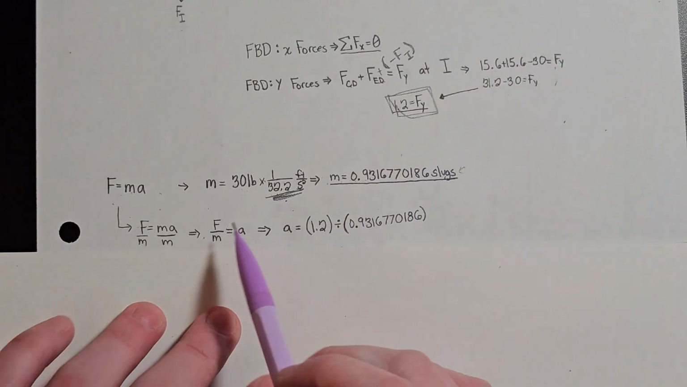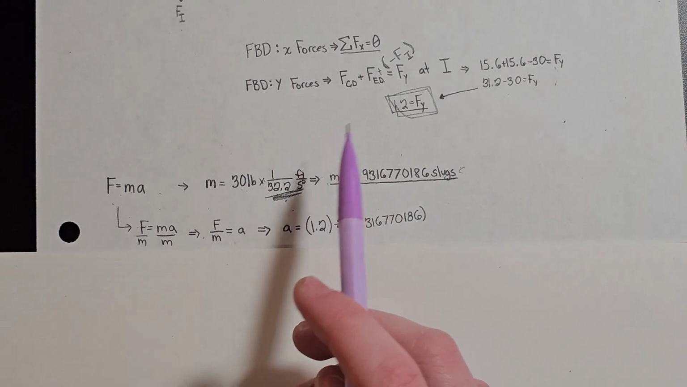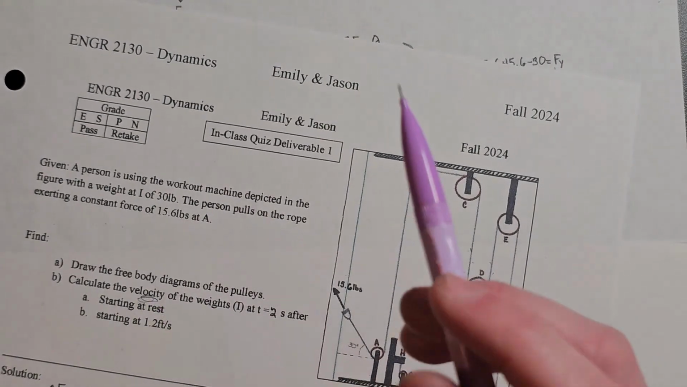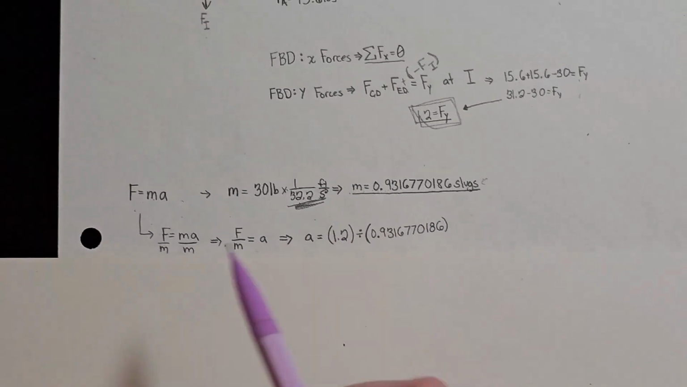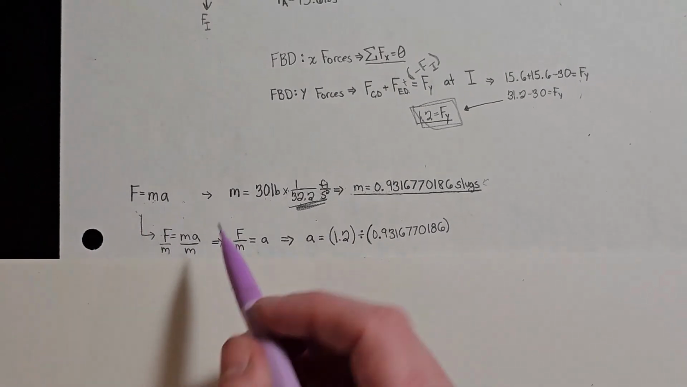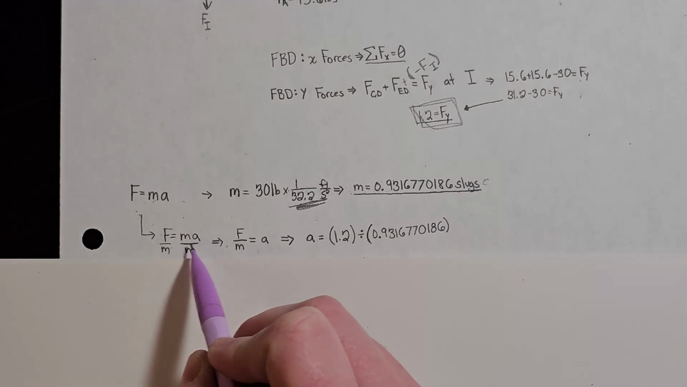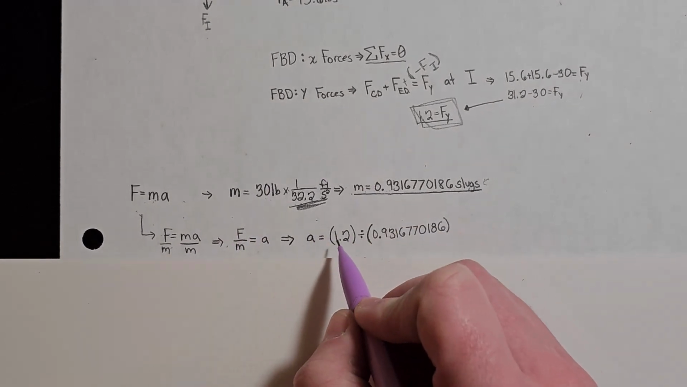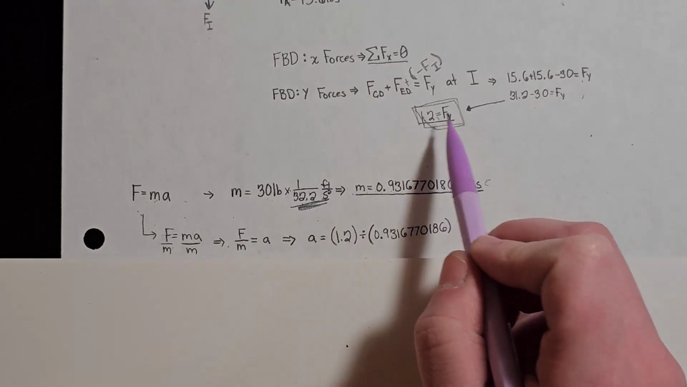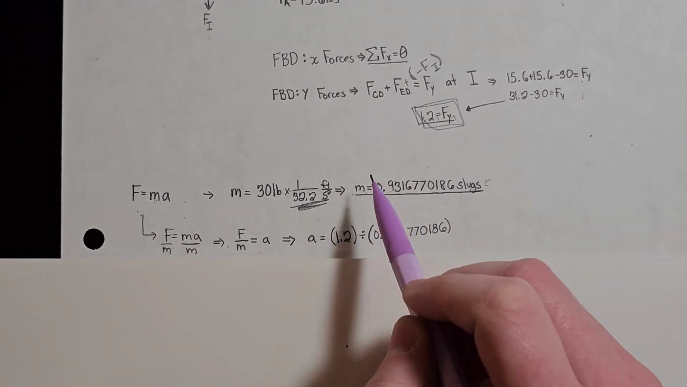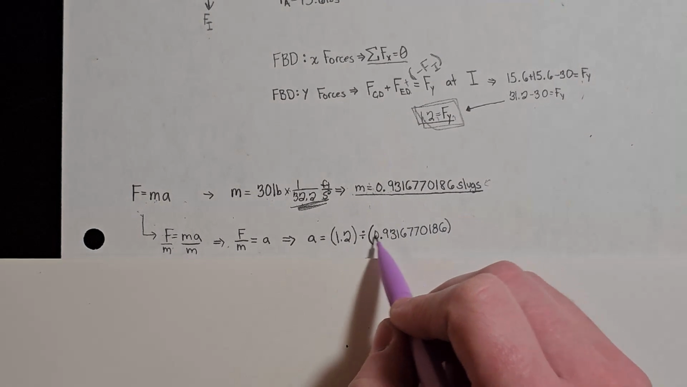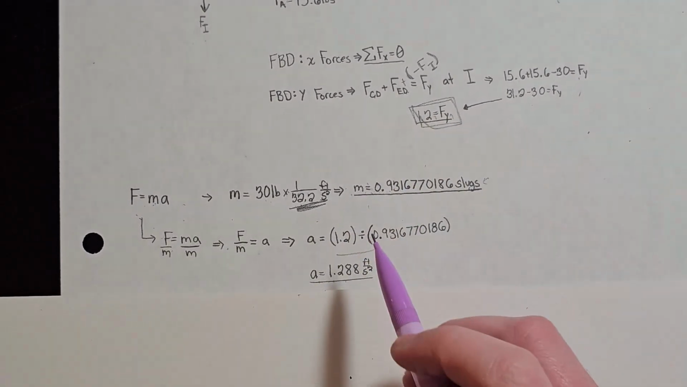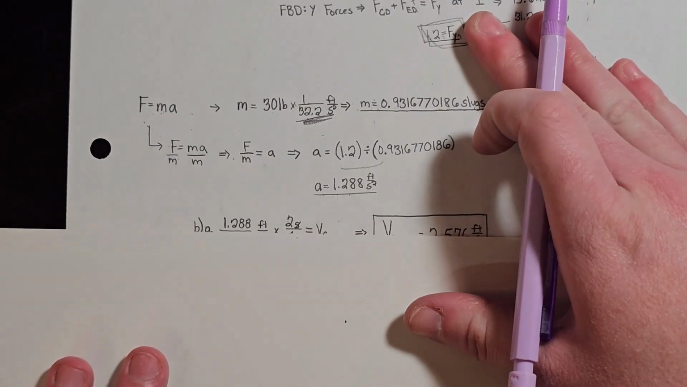So, after we figure this out, in order to find the velocity, which is what we're looking for, we need to actually figure out the acceleration, which we can do, again, through this equation. If we just divide both sides by mass, we get force over mass is equal to acceleration. Acceleration is equal to 1.2, which is the force, divided by the mass, which we solved for here. So this is the equation, and this is what we get, which is acceleration is equal to 1.288 feet per second squared.